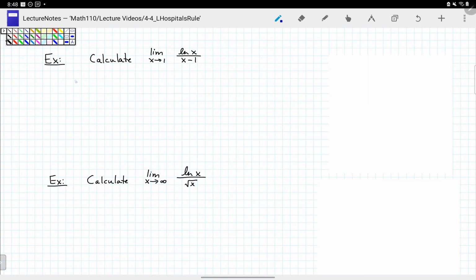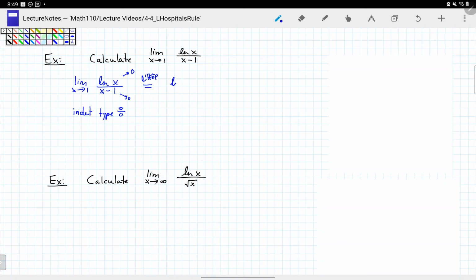So I'm going to look at this limit as x approaches 1 of natural log of x divided by x minus 1. And if I try to do direct substitution, I can see the denominator goes to 0 and the numerator also goes to 0, since the natural log of 1 is 0. So this is an indeterminate form of type 0 divided by 0.